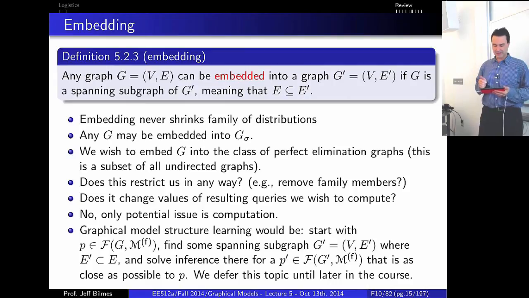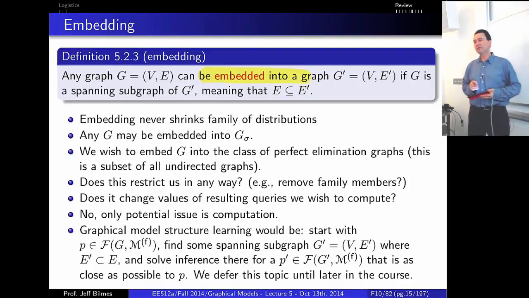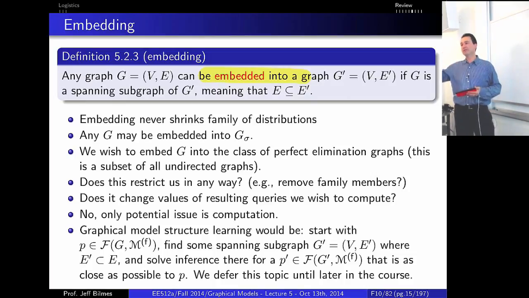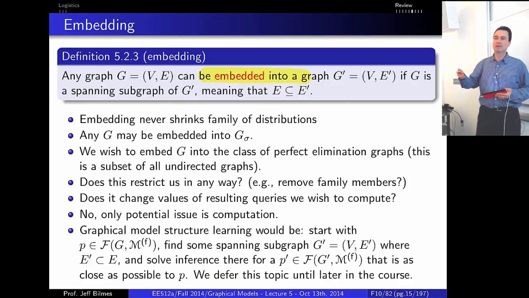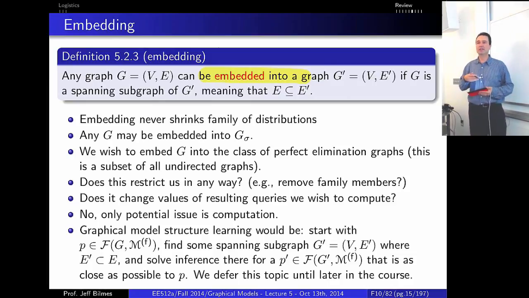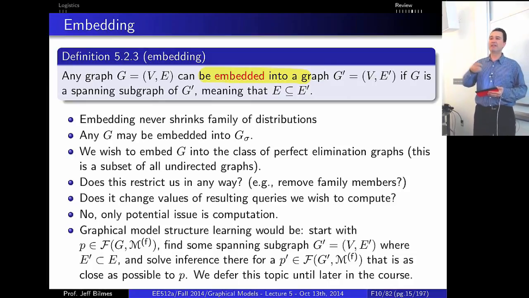That was a lemma that we saw last time. We also defined the notion of an embedding. We can say we can embed one graph into another graph if the other graph has the same node set but a superset of the set of edges. So a spanning tree can always embed in the original graph that it spans, for example. And a spanning subgraph can always be embedded inside of the original graph.